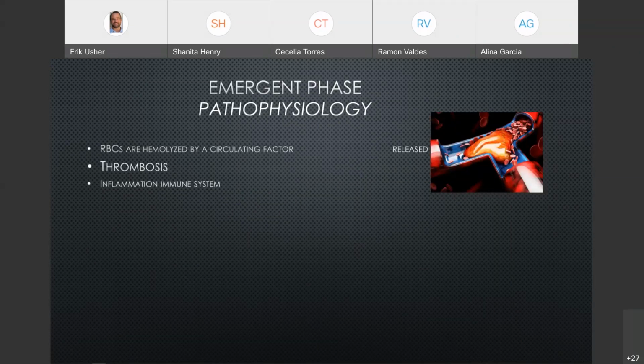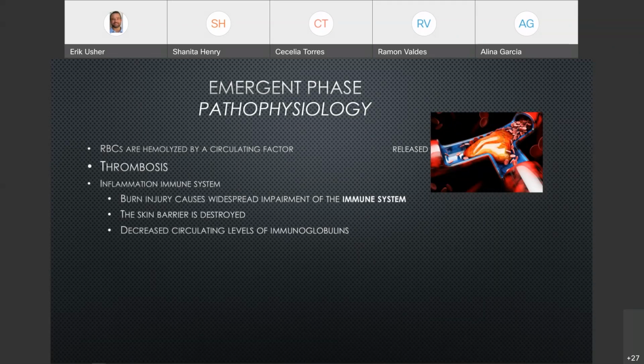Inflammation of the immune system. So burn injuries causes this widespread impairment of the immune system. The skin barrier is destroyed. That's your initial protection. You get a decrease in circulating levels of immunoglobulins, and you get increase in white blood cells and neutrophils, but then it drops rapidly. And you get a thing called a left shift as the immune system is unable to sustain defenses.